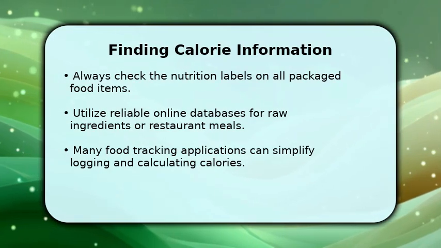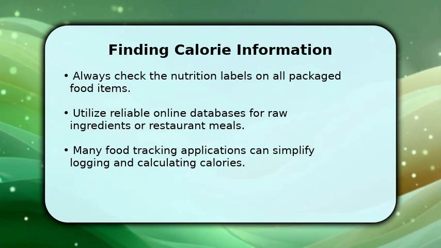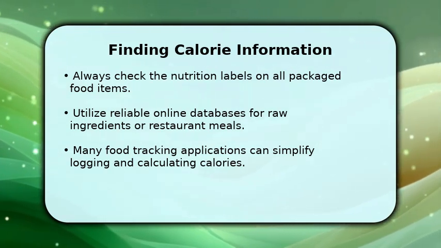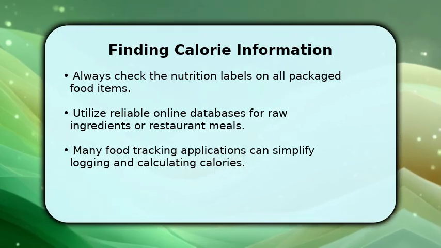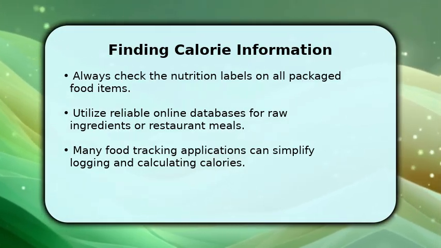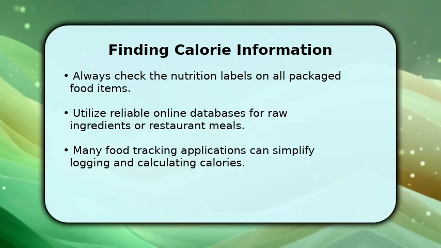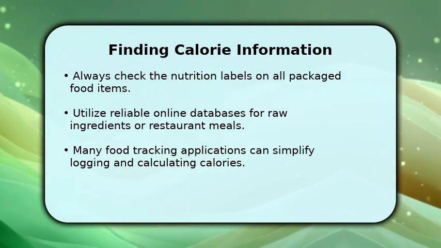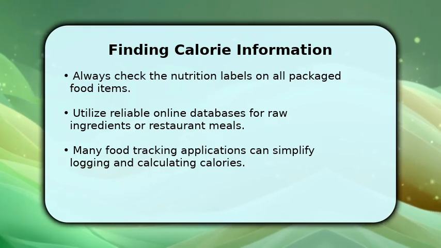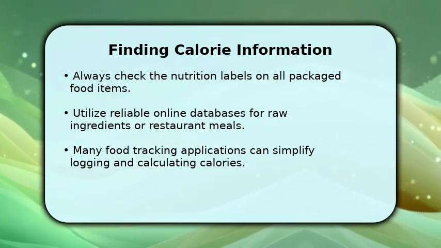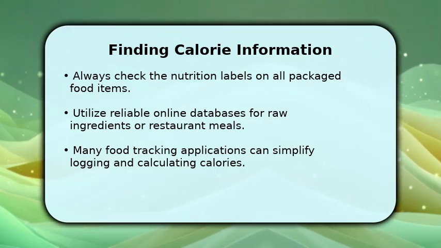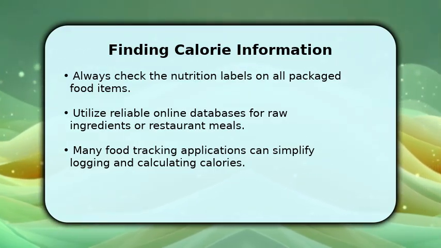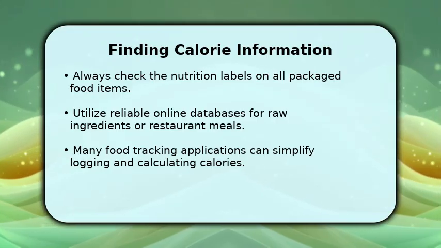Finding calorie information is easier than you might think with several readily available resources. For packaged foods, the nutrition label is your best friend, clearly listing calorie counts per serving. When it comes to fresh produce, meats, or restaurant dishes, numerous reputable online databases and food tracking apps can provide accurate estimates. These tools often have extensive libraries, making it simple to look up almost any food item you encounter.